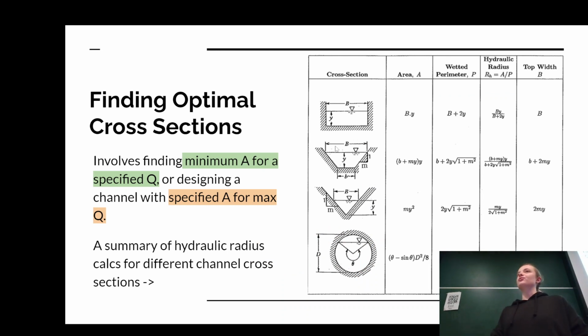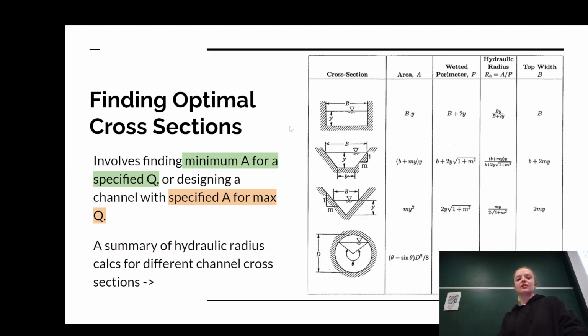Now we're going to move on to another section. This one's called finding optimal cross sections. To find an optimal cross section, you have to find the minimum area for a specified flow, which remember to be Q, or we have to design a channel with a specific area A for a maximum flow. That can be really important when we know that we have to design certain channels for flood conditions, and we want to be specifying that maximum flow based upon what we think the flood conditions in that area might be.